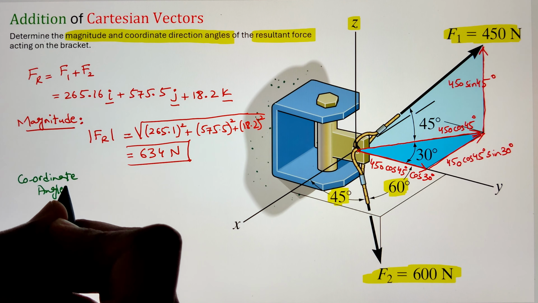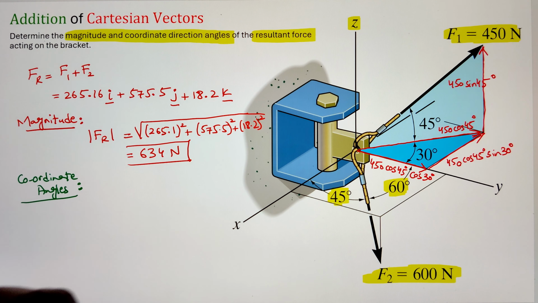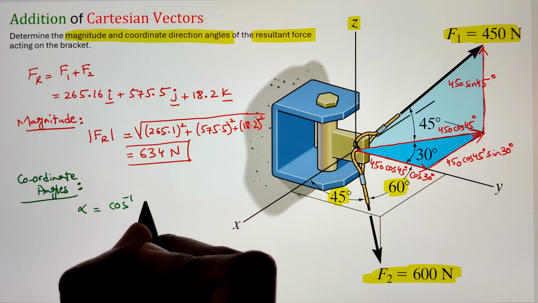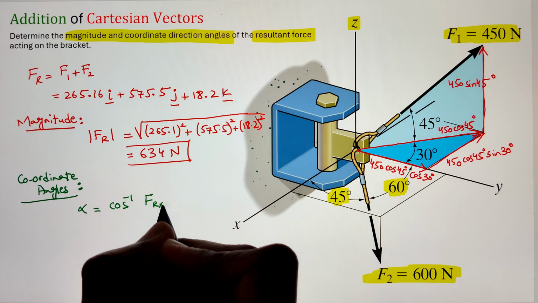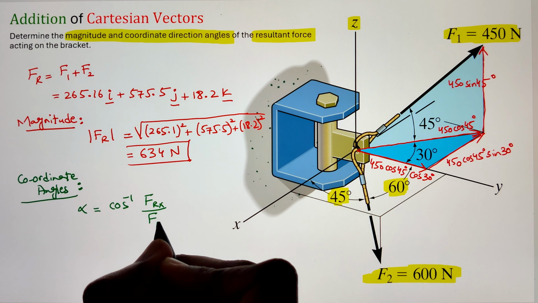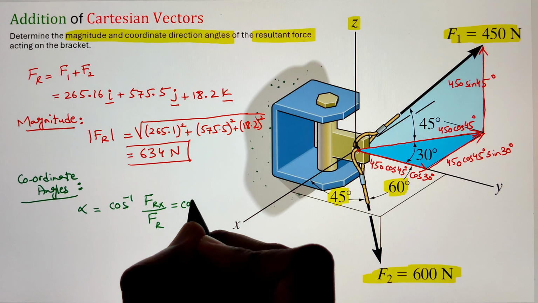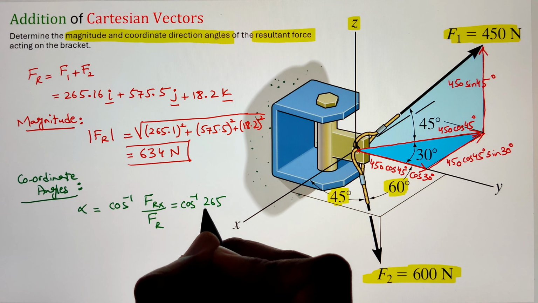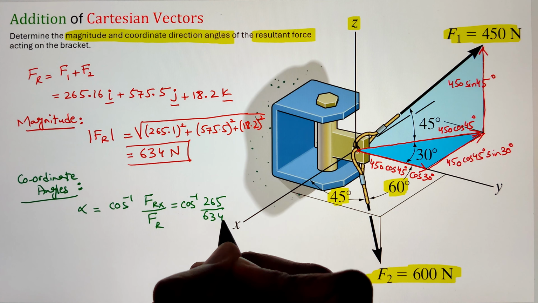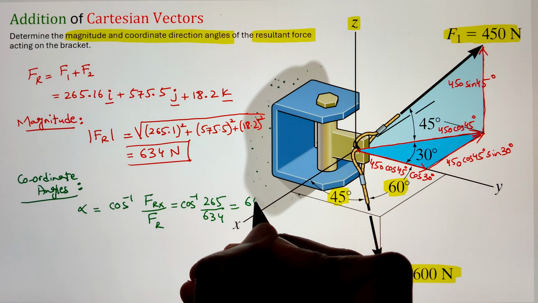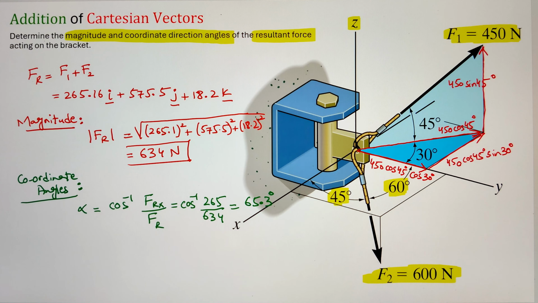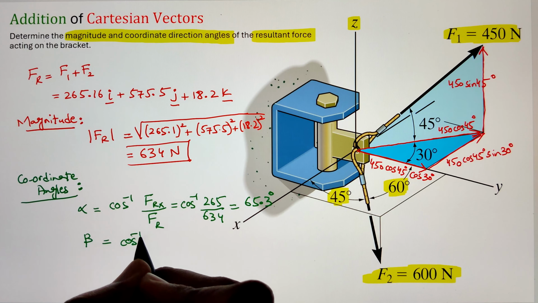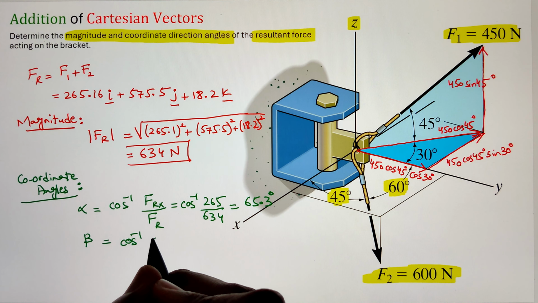Now, once we have the magnitude, the only thing that is left is the coordinate direction. For the coordinate direction, we are basically looking for alpha, beta, and gamma, where alpha is the angle the resultant is making along the x-axis, beta is the angle it is making along the y-axis, and gamma will be the angle it is making along the z-axis. So to start, alpha will be equal to cos inverse of FRx, that is the x component of the resultant force, divided by the magnitude of the resultant force. Here it is getting the value of 65.3 degrees.